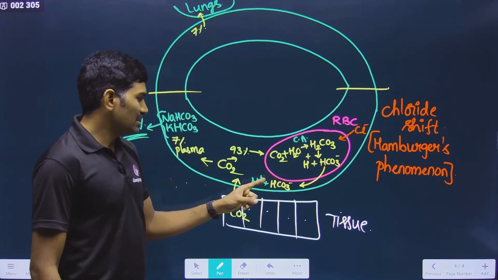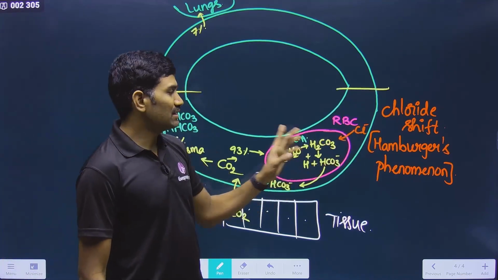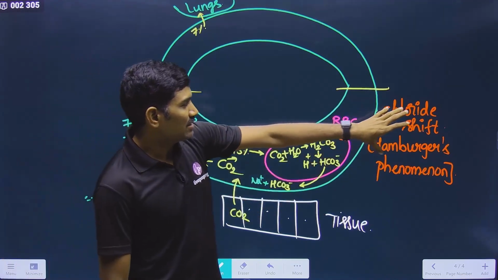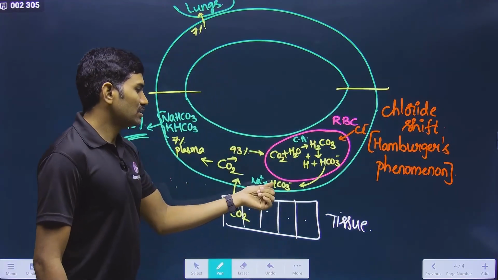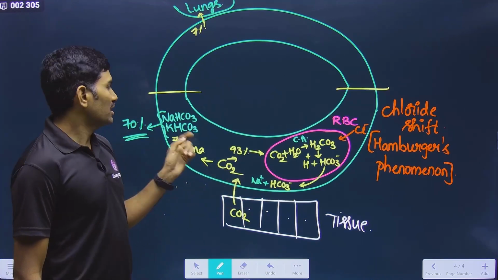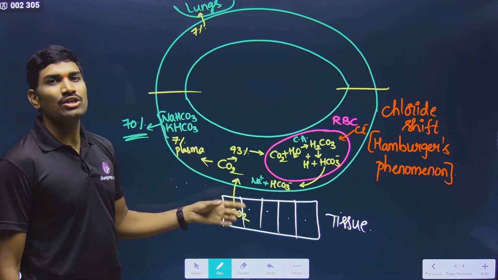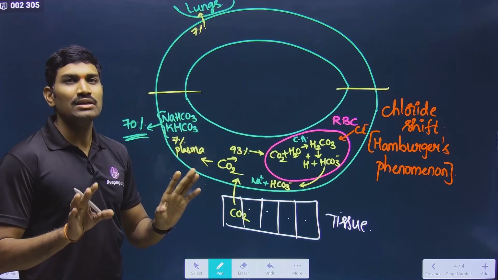That HCO3 minus is coming into the blood plasma, so that Cl minus is entering into the RBC. And this particular step is called chloride shift or Hamburger's phenomenon. Now this bicarbonate, HCO3 minus, may combine with Na plus or K plus, forming the corresponding bicarbonates. So now these bicarbonates are going to the lungs. Understood or not?